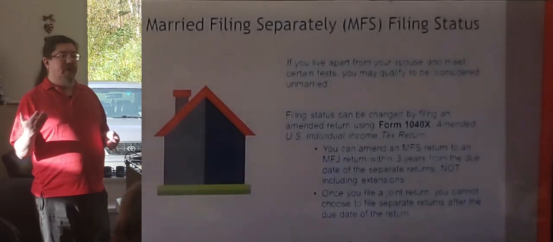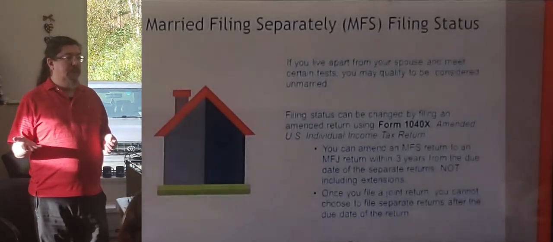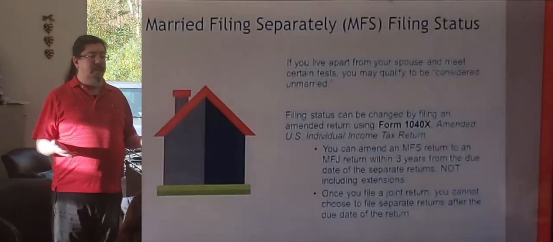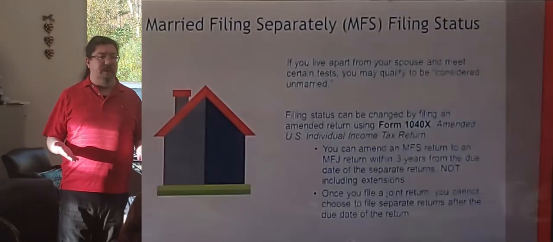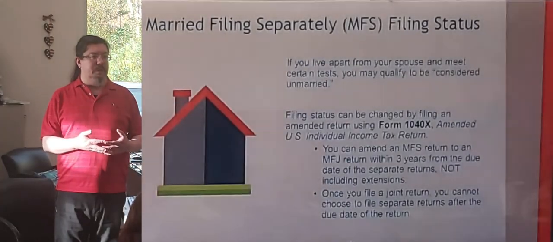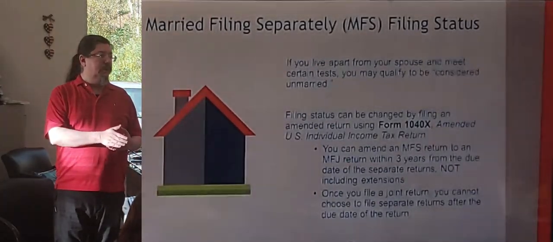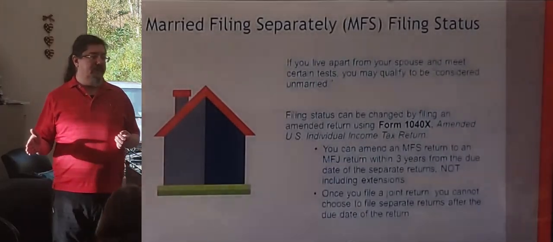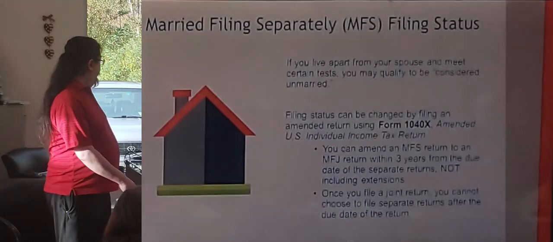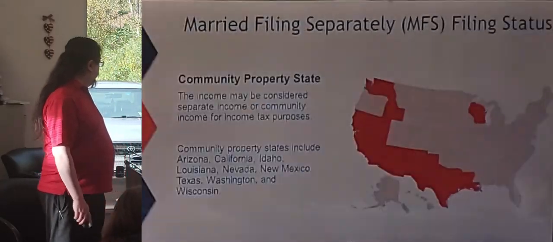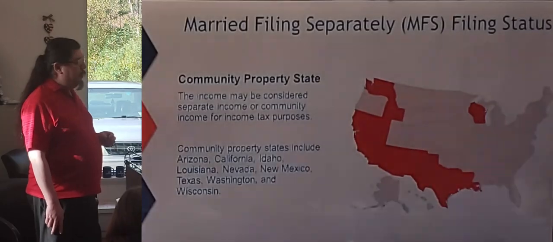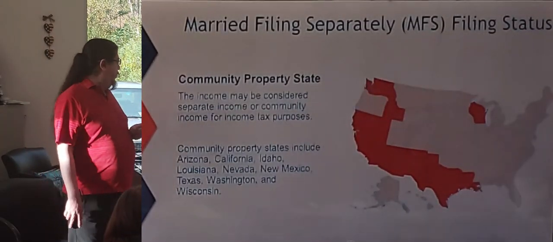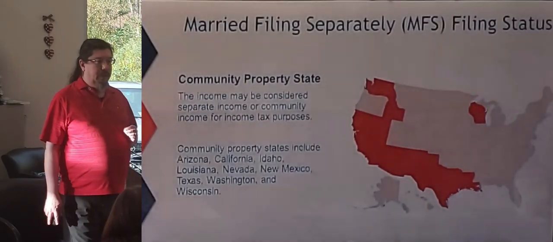So we could file separately for one spouse, and then later in the year, or maybe even a year or two later, we can amend that married filing separate return to a married filing joint return. So you can go from separate to joint for 3 years, but you can't go from joint to separate after the original due date. Community property states were not one of them. There's special rules for community property states, but we won't go into that because we're not affected by that.